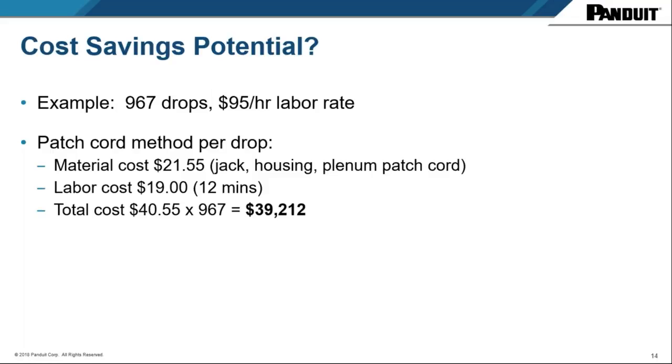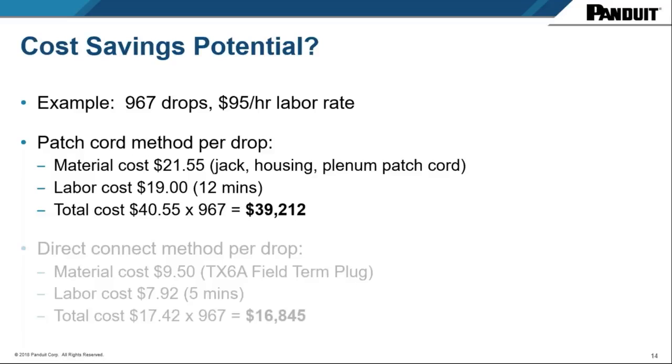Now, on the labor side, at that $95 an hour, we're estimating 12 minutes, and that's to terminate the jack, to integrate the jack into the housing, to mount the housing, and then to install the patch cord, one end into the jack and one end to the device. Again, all these numbers can vary in any case. They're all different, but these are, we feel, fairly realistic. So that 12 minutes of time is worth $19 in cost. So when you look at the total cost per drop, we're over $40, and our total material and labor cost for doing these 967 drops is just shy of $40,000.